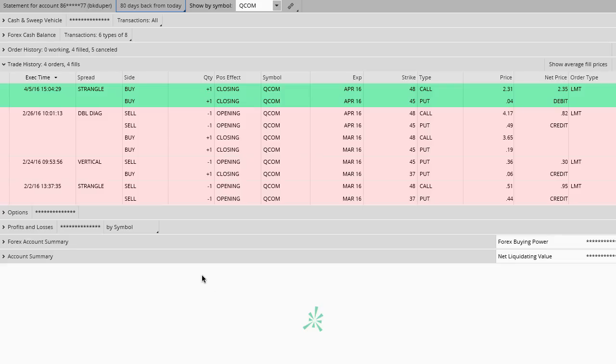All right, so here we are back on my account statement at Thinkorswim. Again, back on February 2nd, we got into this trade in Qualcomm, opened this wide strangle for March. We sold the 48 calls, sold the 37 puts, and took in that nice reasonable credit of about $95.